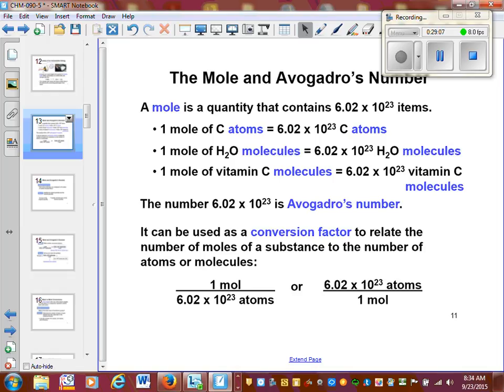Okay. So again, we can use conversion factors. We have an equality. 1 mole is 6.02 times 10 to the 23rd. 6.02 times 10 to the 23rd is Avogadro's number. That's the number you need to remember or write down. Or when I say Avogadro's number, that's the number I'm talking about.